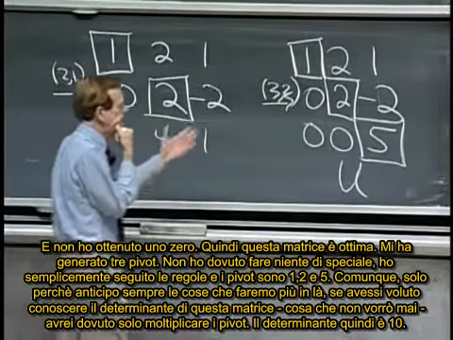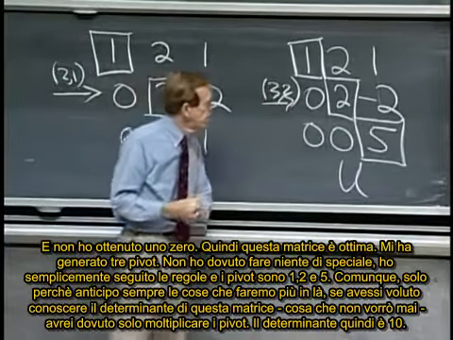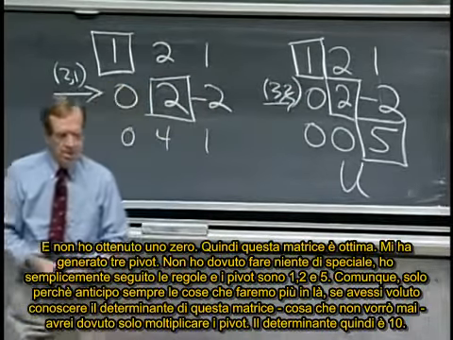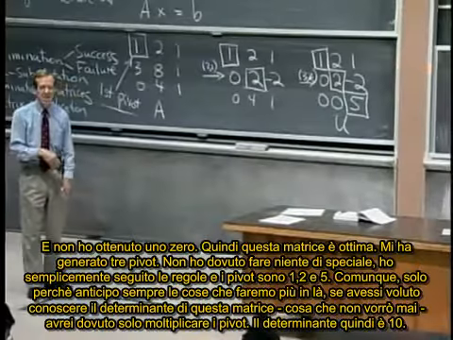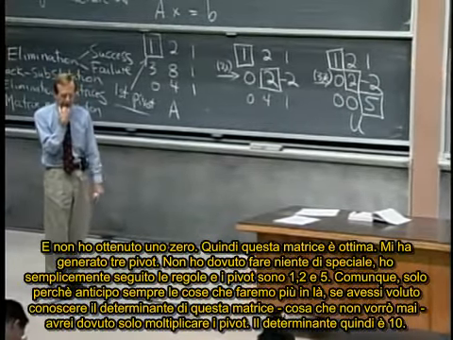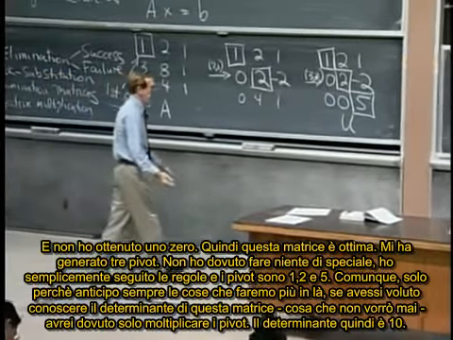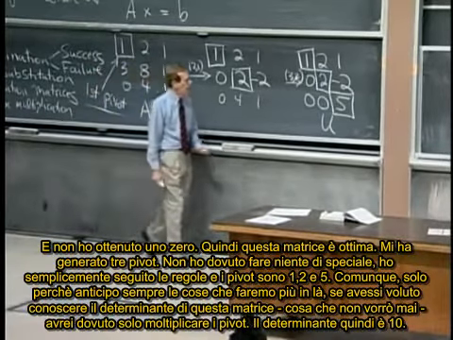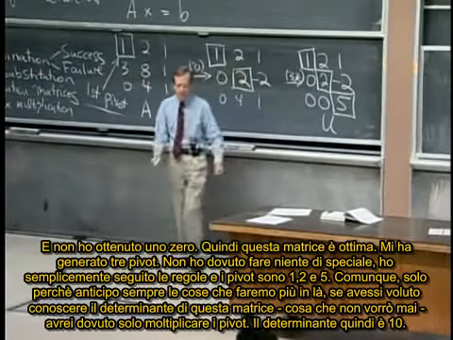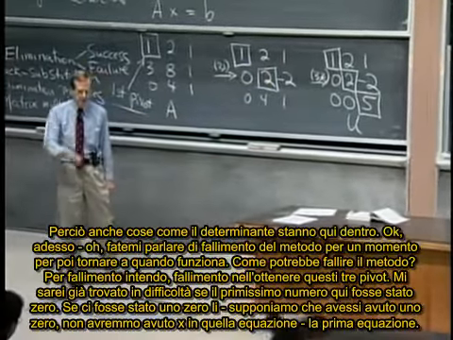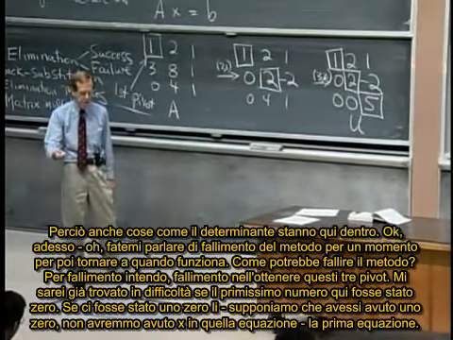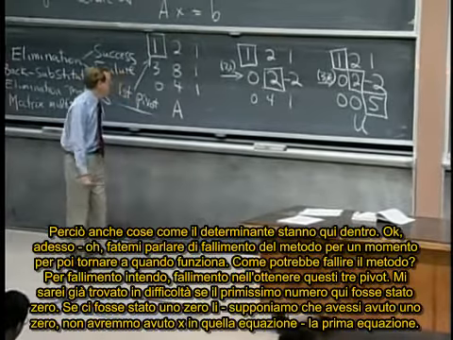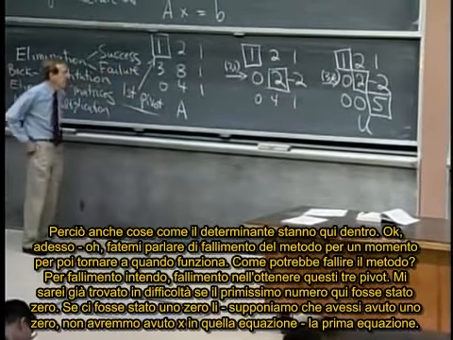And the pivots are 1, 2, and 5. By the way, just because I always anticipate stuff from a later day, if I wanted to know the determinant of this matrix, which I never do want to know, I would just multiply the pivots. The determinant is 10. So even things like the determinant are here. Okay.